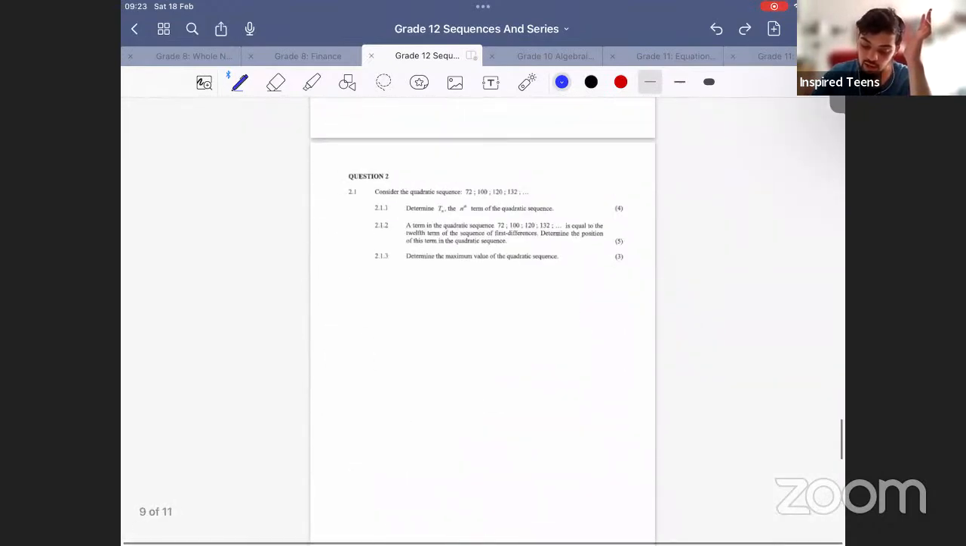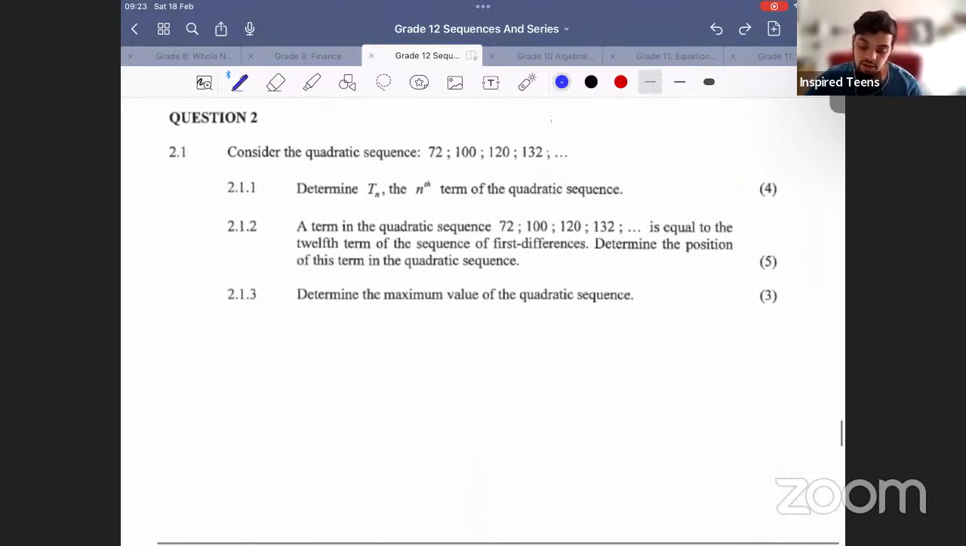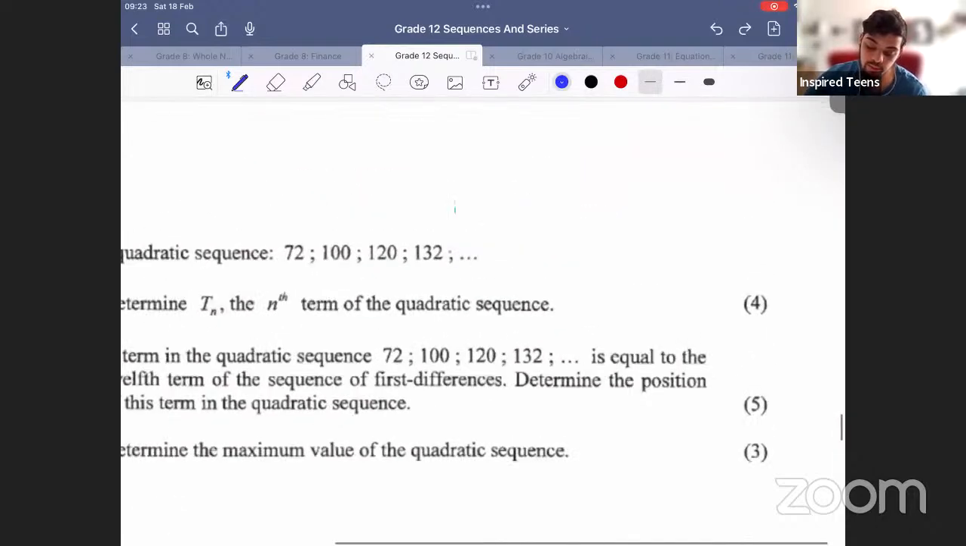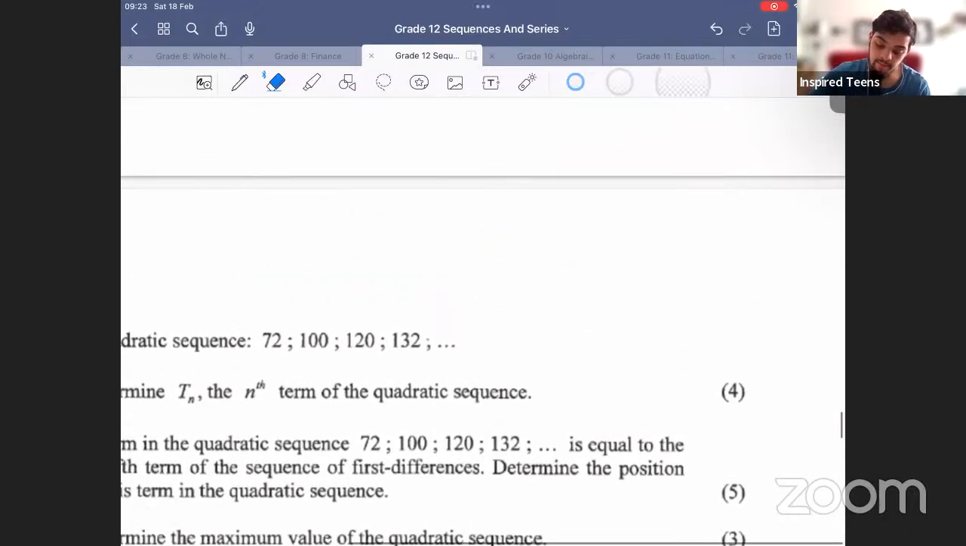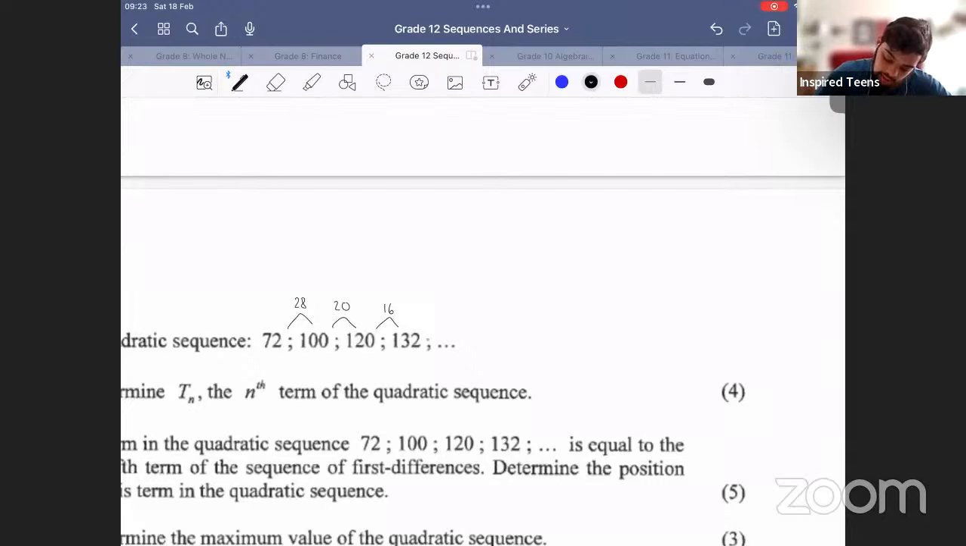It just depends on the question, but you have to have that understanding. Let's do this question quickly. They say consider the quadratic sequence 72, 100, 120, 132, and so on. Determine Tn, the nth term. I'm going to speed through this because we did an example already. The difference here is 28. The difference here is 20. The difference here is 16. Are we adding or subtracting? We're subtracting. Is it 16? No, it's 12.